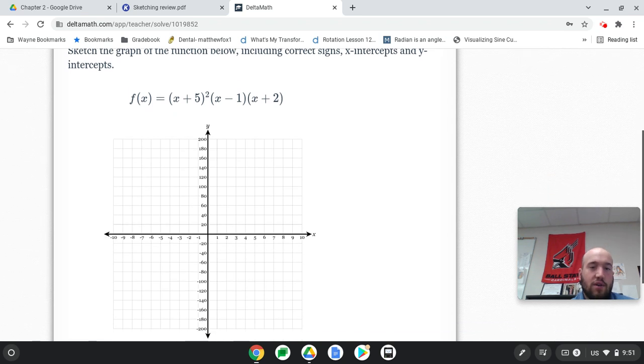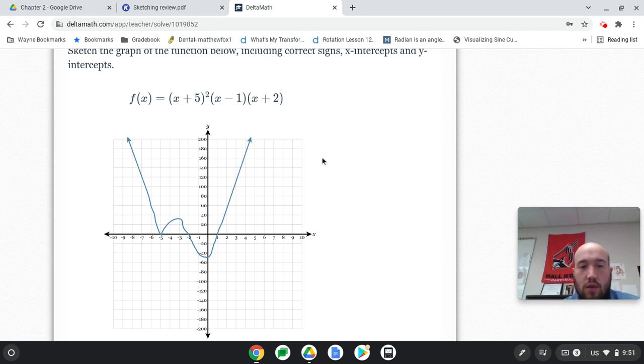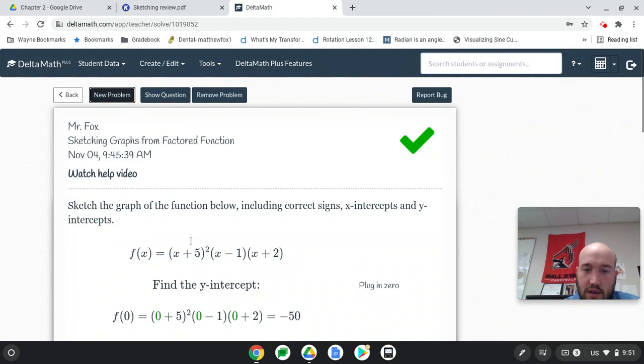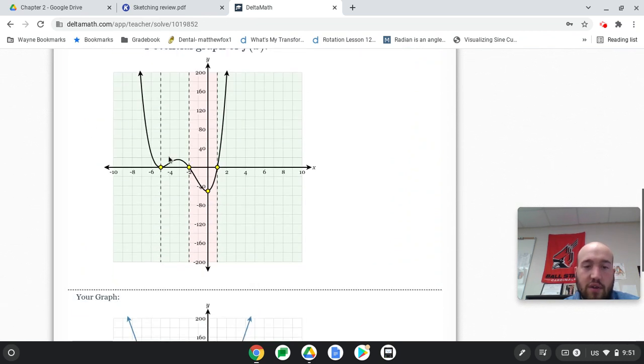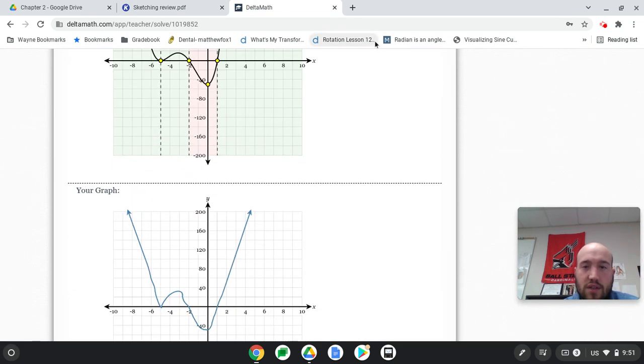Okay, so if we start, we know it starts high and comes down and touches at negative 5. So it starts high, touches at negative 5, pops back up, crosses at negative 2, goes through the y-axis at negative 50, and comes back up and crosses at 1. Okay, so there we go. It's not as good as my other drawing, but it's pretty close. Okay, we can submit our answer, and hey, we did it. Okay, and here's the exact graph of it, which looks very close to what we drew here.